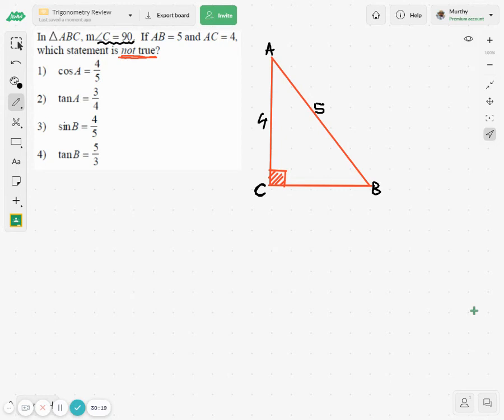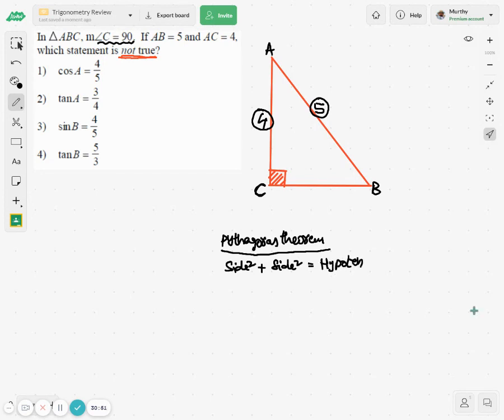Only two sides are given. The third side is missing. So I have to use the Pythagoras theorem here. Actually, there is a technique called Pythagorean triplets. If you are not aware of that, you had better solve it manually. So let me take side square plus side square equals hypotenuse square. So one is 4 square plus 5 square equals x square.